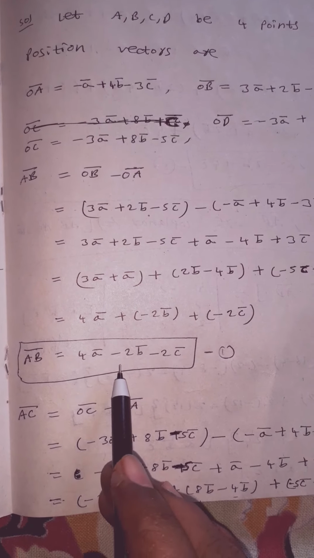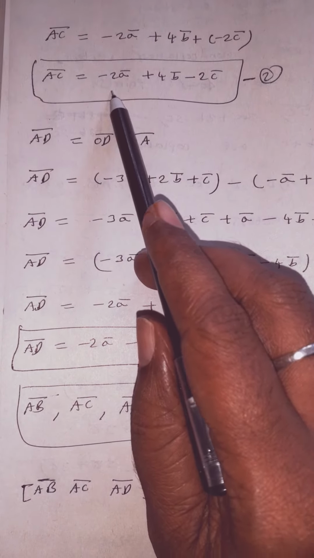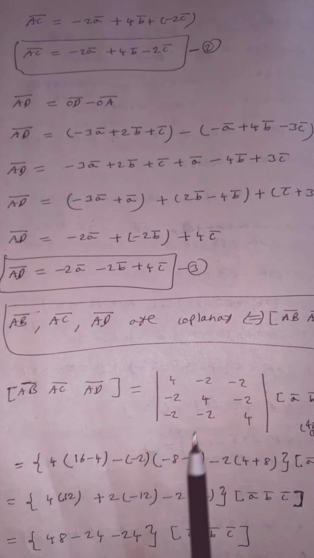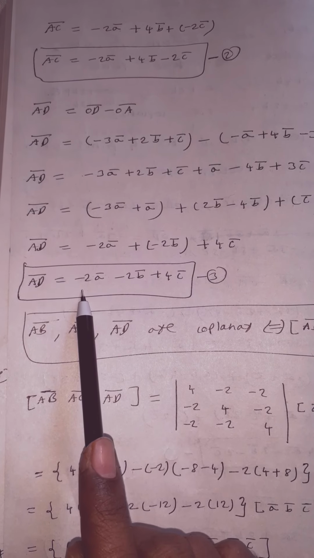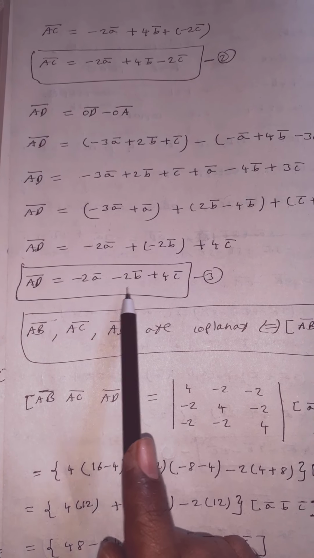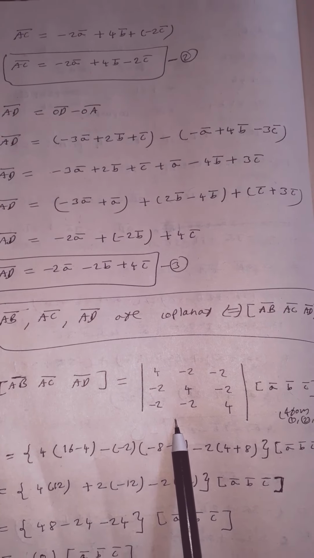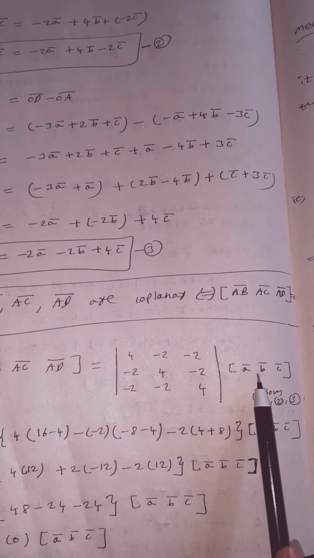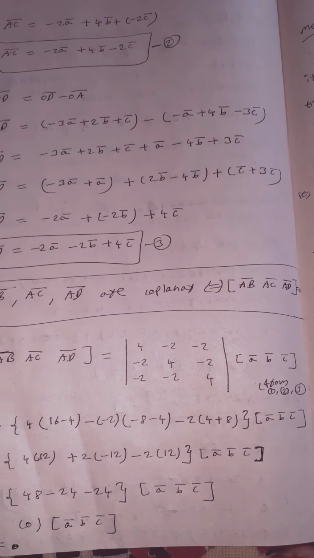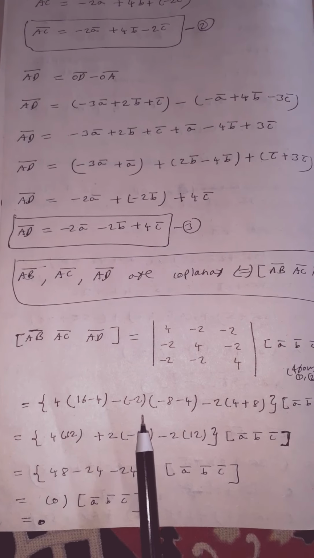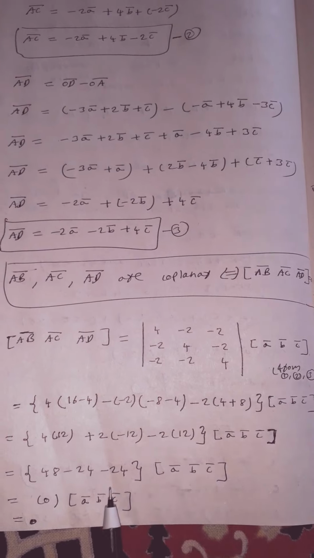So what are the coefficients, children? 4, minus 2, minus 2, children. Write this in the first row, that is what I have written. Next, in equation number 2, minus 2, 4, minus 2. Write it in the second row, children. Next, in the third equation, what are the coefficients, children? Minus 2, minus 2, 4. That is what I have written in the third row. So write here the box product of a bar, b bar, c bar outside, children. Where did I get it from? From 1, 2, 3. You know very well how to calculate a determinant, children.